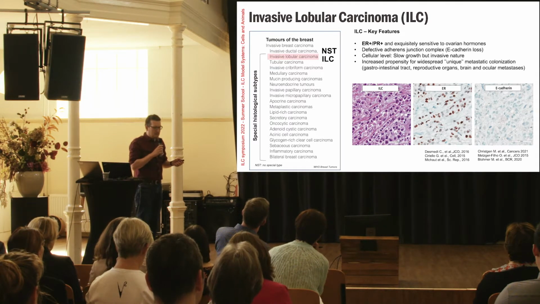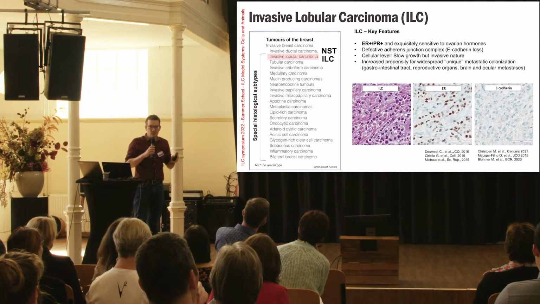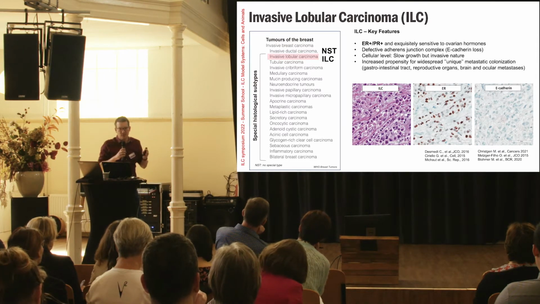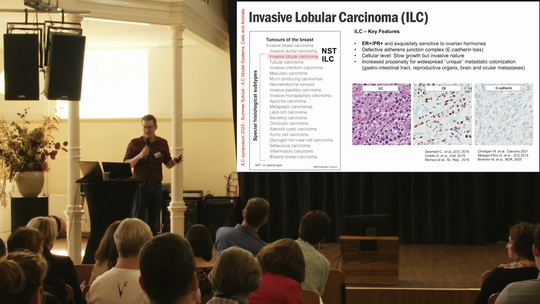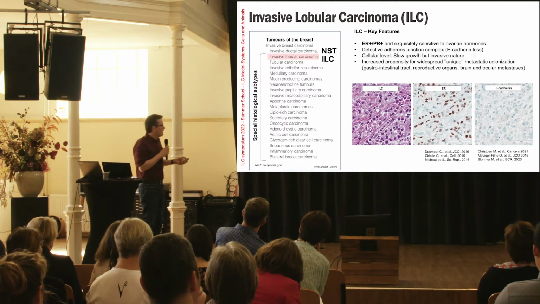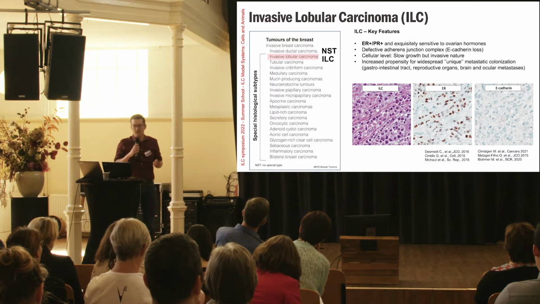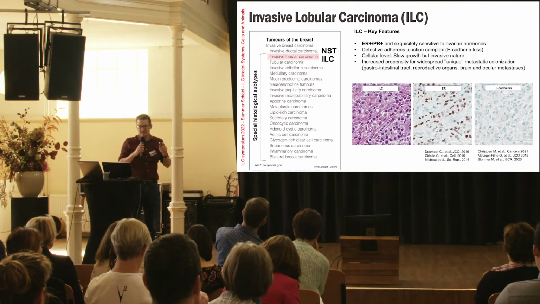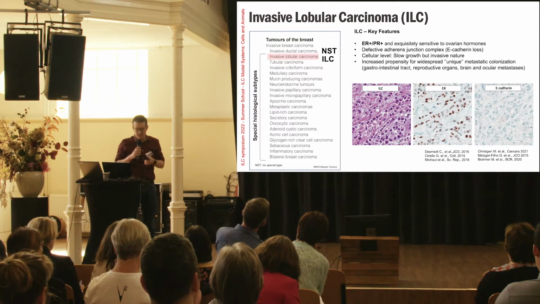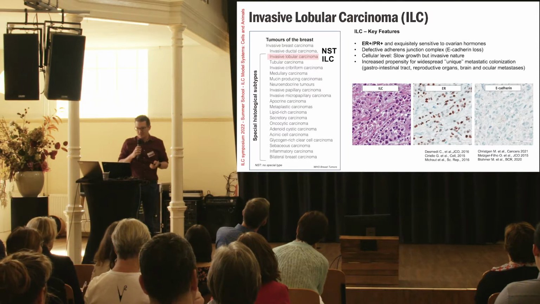As you already heard from the previous speakers, ILC has a peculiar metastatic spread, with widespread colonization in sites that normally is not the case for NST tumors, such as the GI tract, the reproductive organs, the brain, and even ocular metastasis has been reported for this subtype. What is very interesting is that this subtype is exclusively sensitive to estrogen and progesterone signaling, and typically expresses a lot of estrogen and progesterone receptor.